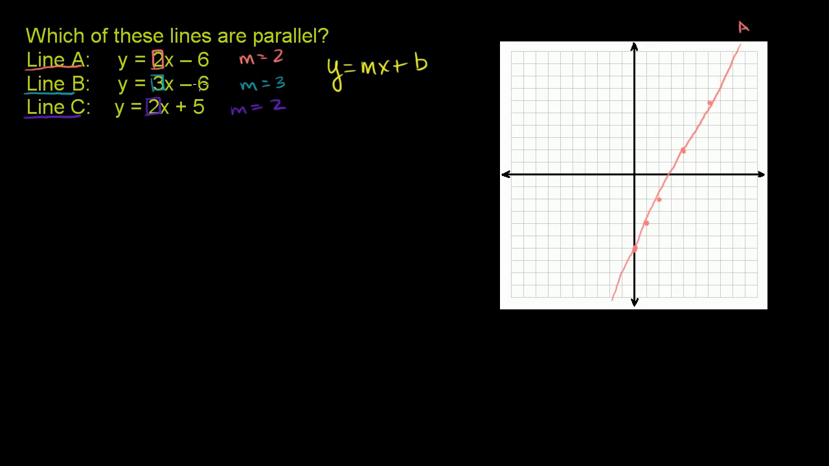Line B, the y-intercept is -6, the point 0, -6. So it has the same y-intercept, but its slope is 3. So if x goes up by 1, y will go up by 3. If x goes up by 2, y is going to go up by 6. So 2, 4, 6. So this line is going to look something like this. I'll try my best to connect the dots.